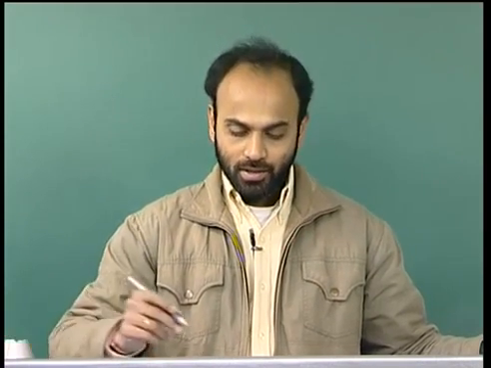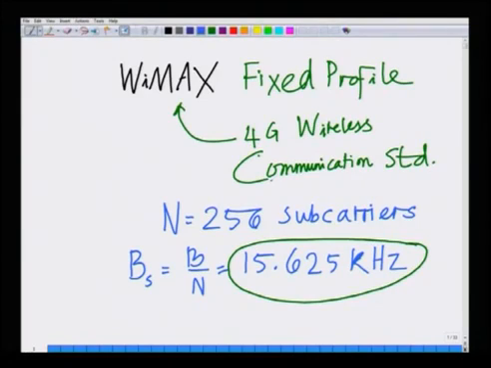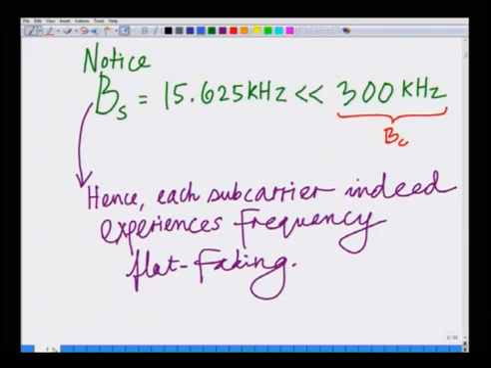Welcome to another lecture in the course on 3G, 4G wireless communication systems. In the last lecture, we had seen an example of a WiMAX fixed profile 4G communication system. We said the fixed profile of WiMAX has N equals 256 subcarriers and the bandwidth per subcarrier is B by N, which is 15.625 kilohertz. That we saw is much less than the coherence bandwidth, which is roughly around 300 kilohertz.